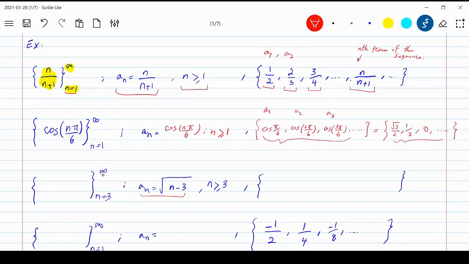So for the preceding notation, we notice that I wrote it today. The assumption here is n greater than or equal to 3, because if you replace a smaller number, you'll get imaginary values. So our assumption is that when you replace n, you have a positive value or 0 underneath the square root. So the defining formula is the square root of n minus 3. n starts from 3.